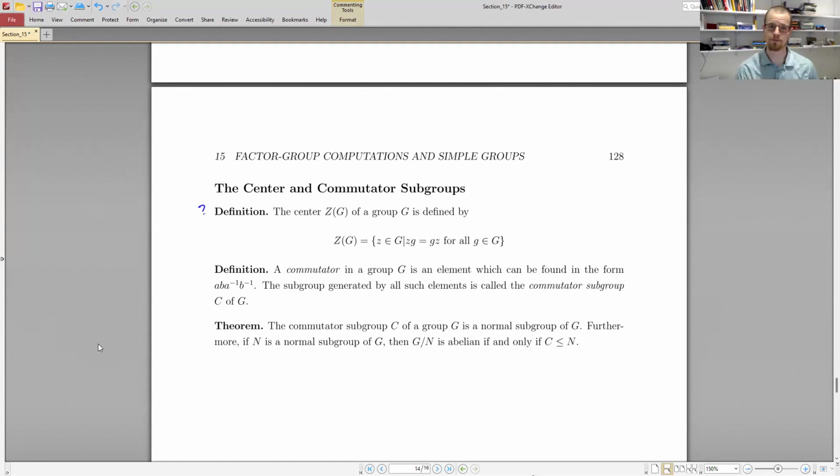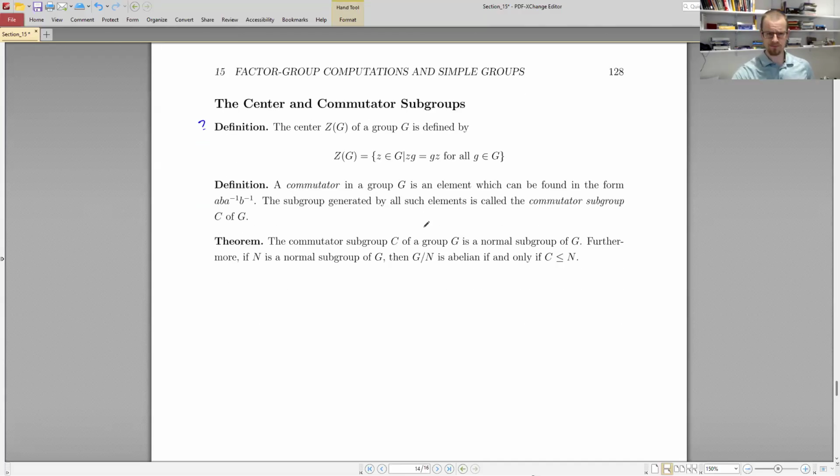The first being the center. The center of a group is simply whatever elements commute with everything. Cool. On the other hand, we have what's called the commutator subgroup.